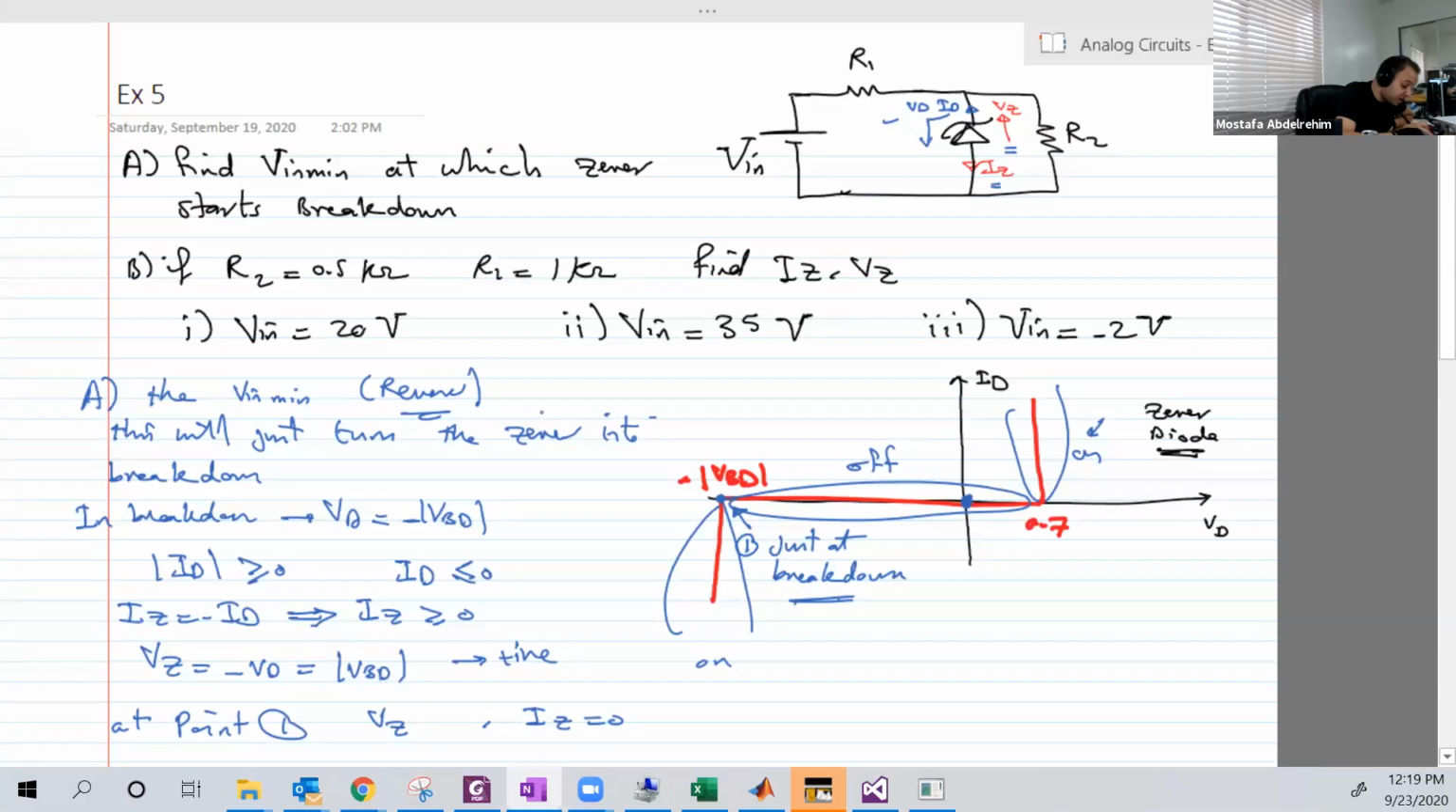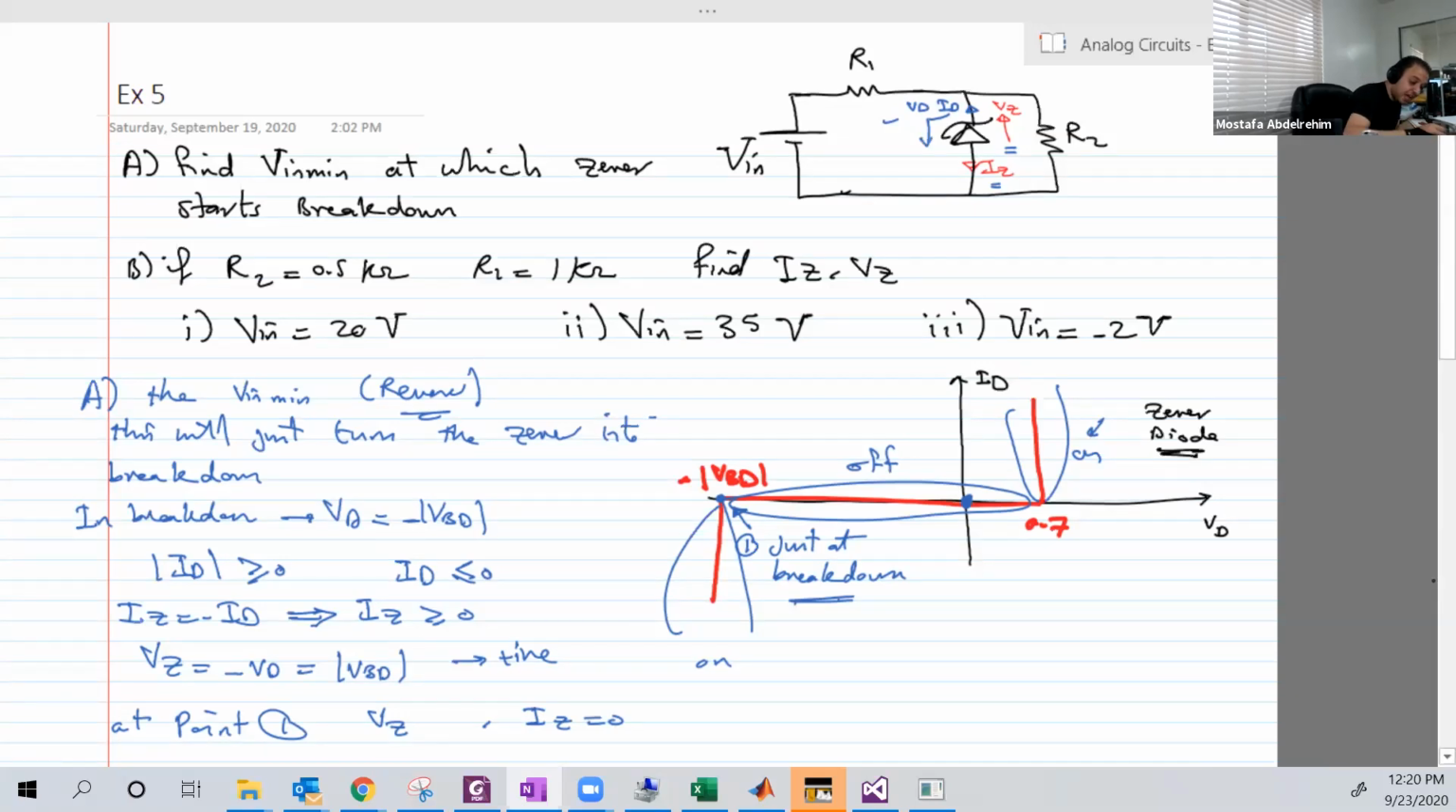If the breakdown voltage VZ is 10 and V input is 5, is that also a good input voltage that will turn the Zener into breakdown? No, because to go to breakdown, the input voltage should at least be equal to, at least in some circuits, the breakdown voltage. If V breakdown is 10 and the input voltage is 5, yes, it's reverse, but it's only 5. So this will not turn the Zener into breakdown. Good.